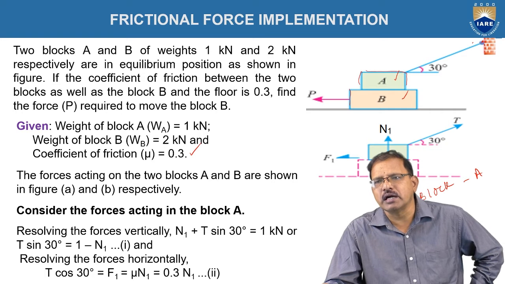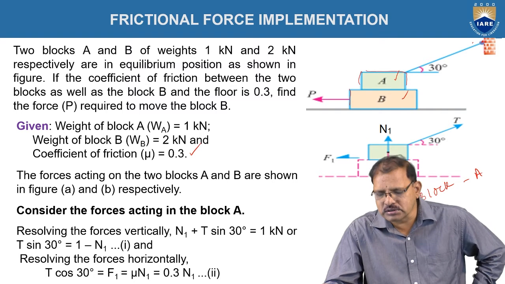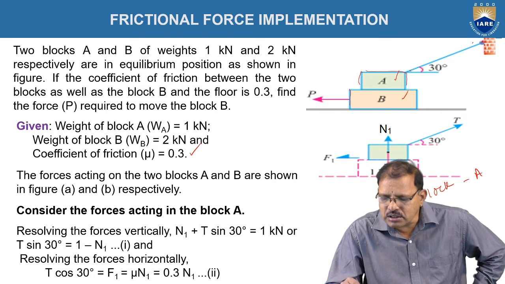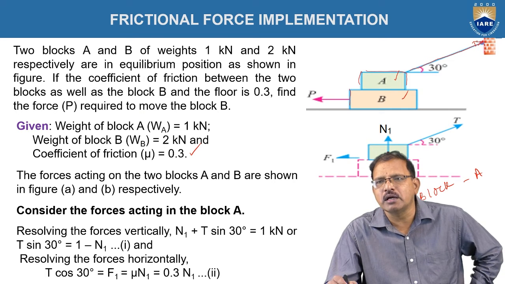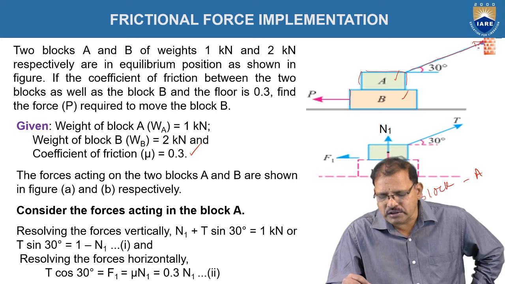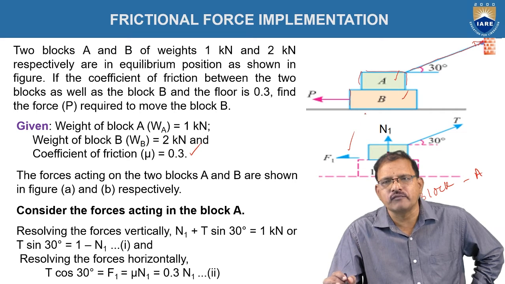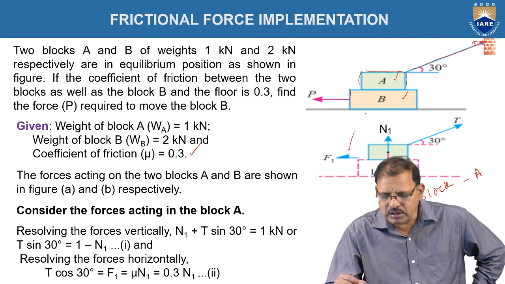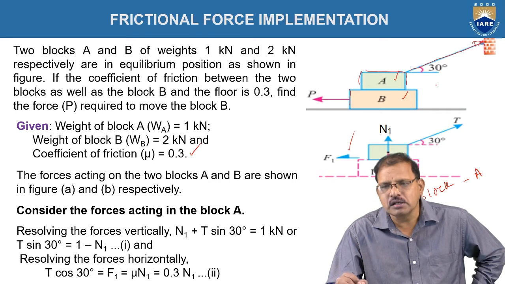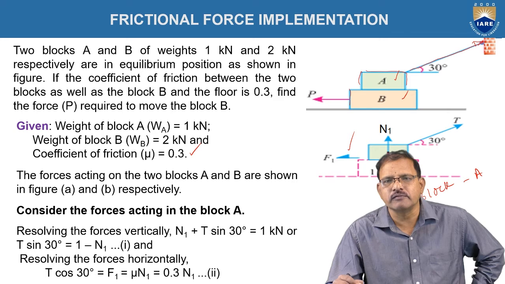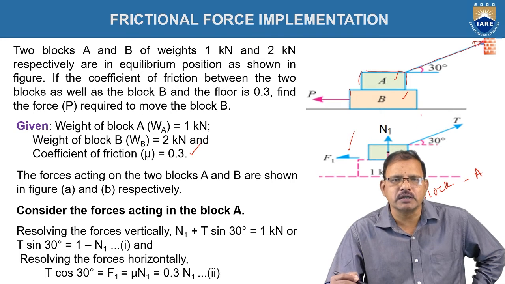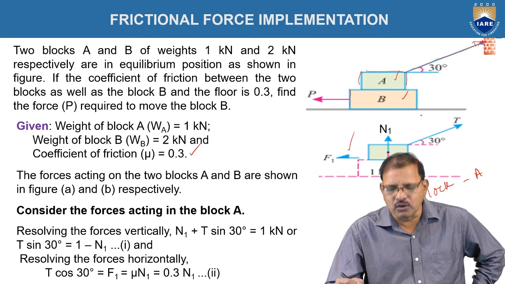Here the friction force is acting because the rope is acting toward the right side. That is nothing but it tends to move the body toward the right side. Hence the friction force exists toward the left side, which is shown in the figure. That is, with respect to block A, the friction force is acting toward the left side. N1 is acting in the upward direction. The weight is acting in the downward direction, which is represented as 1 kilonewton.